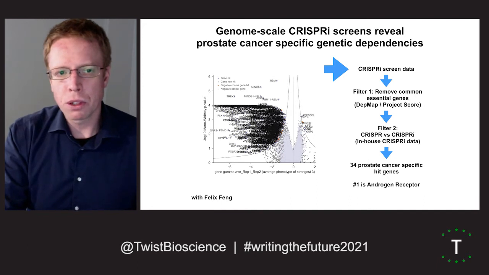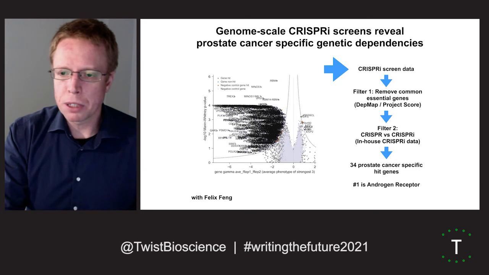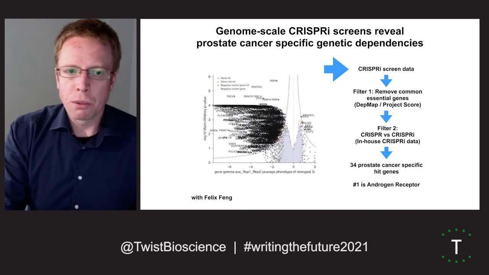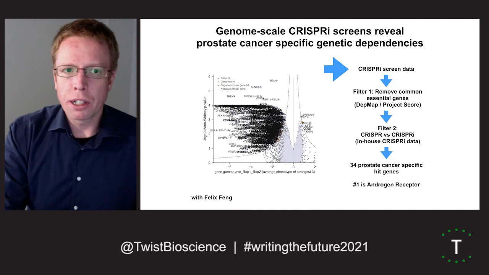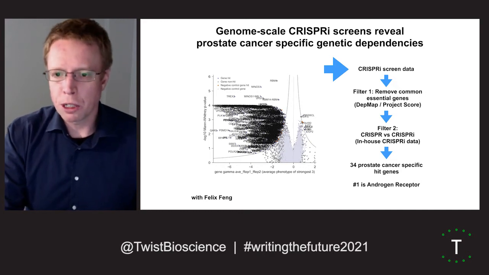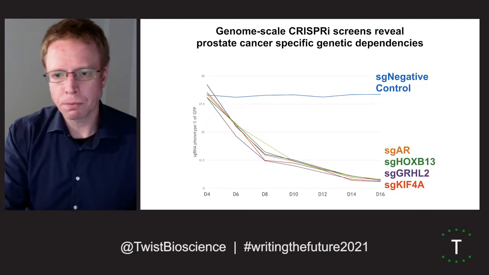And that left us satisfyingly with a list of about 34 prostate cancer driver genes. And reassuringly, the number 1 gene on this list was the androgen receptor. And so we think this is a straightforward pipeline for identifying cancer-specific genetic dependencies in really any cancer, but in this case in prostate cancer.